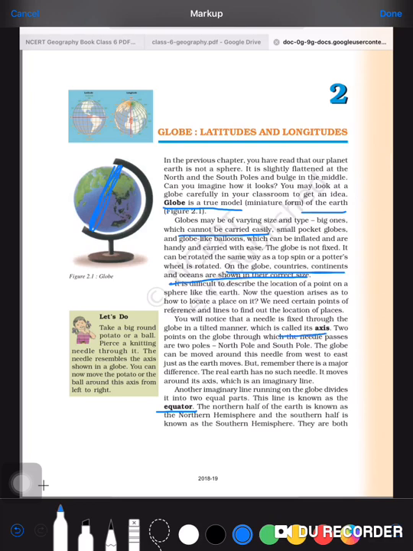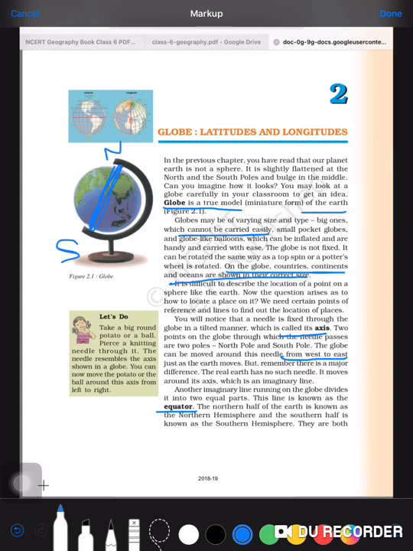And two more points are highlighted on the globe. Here it is the North Pole, here it is the South Pole. The globe can be moved around the needle from west to east. That's why we are able to see the sun rise in the east, because we are moving from west to east.